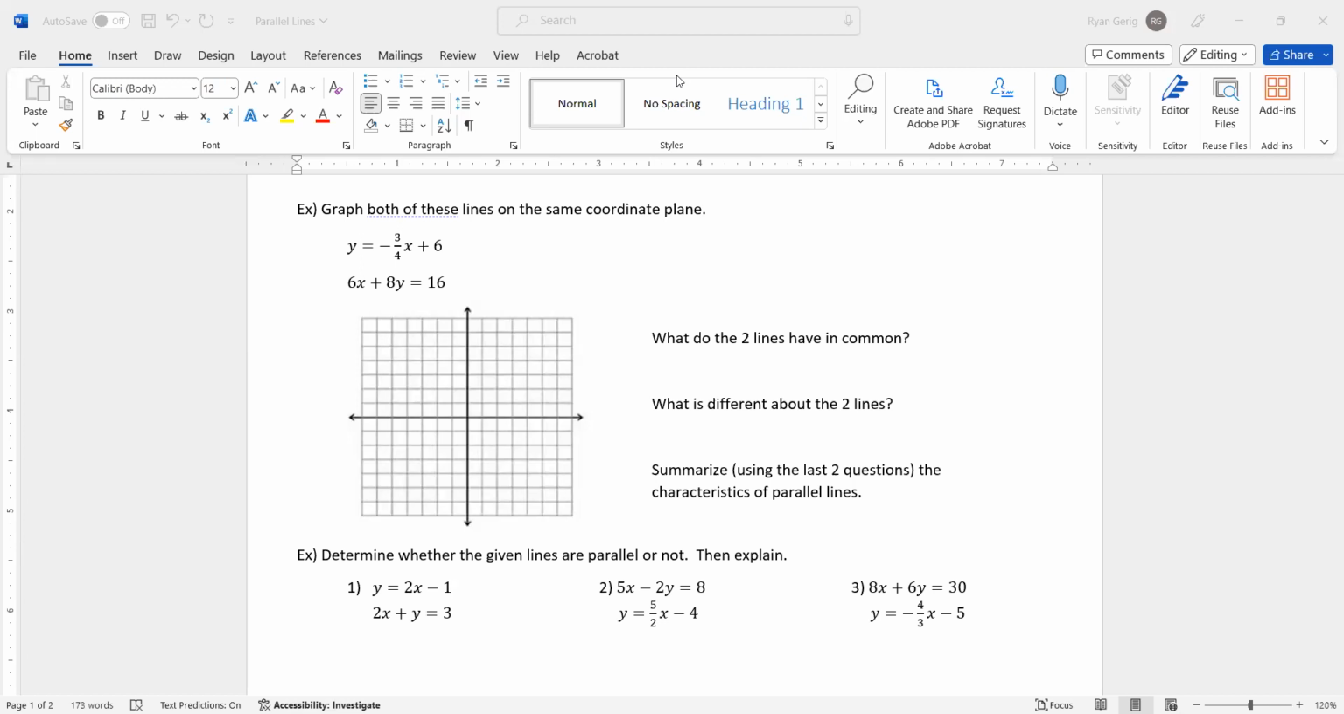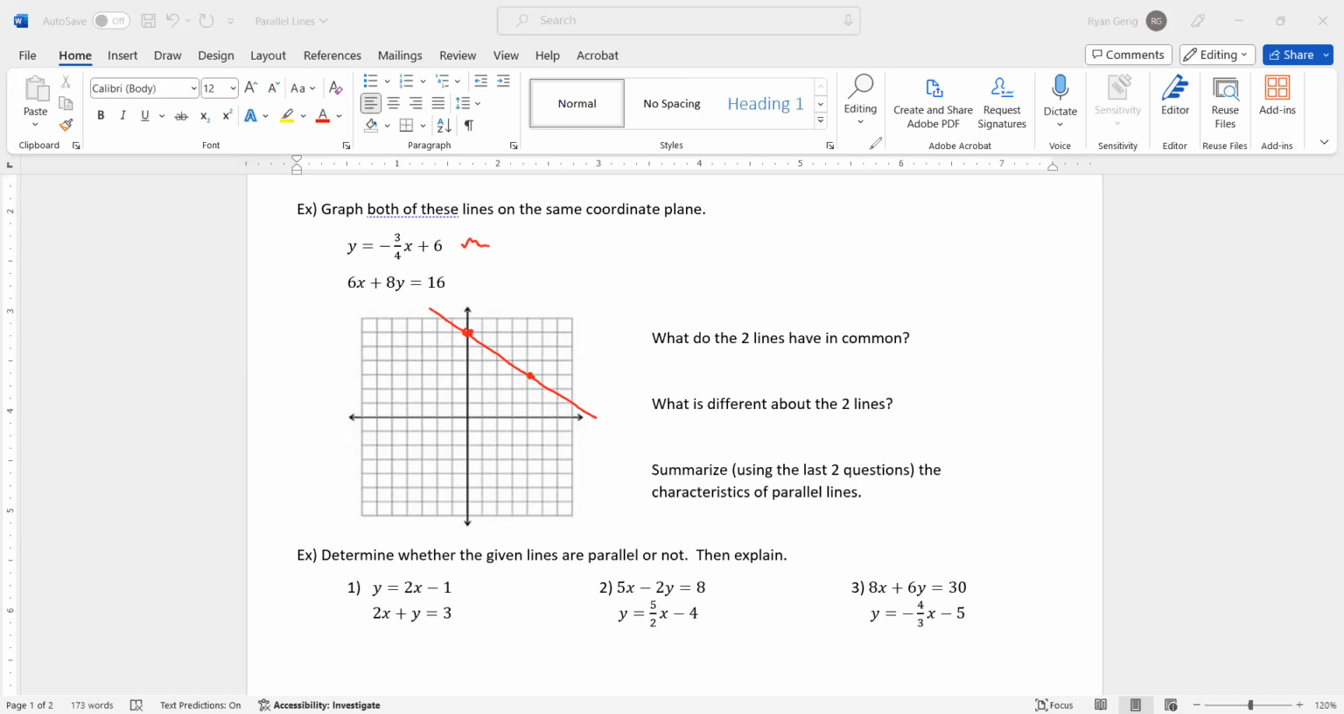Negative 3/4 x plus 6. We should be able to do that by now. Go up to 6, down 3, right 4. And there's the first line, the one in red. And let's do the second one, change colors to blue.